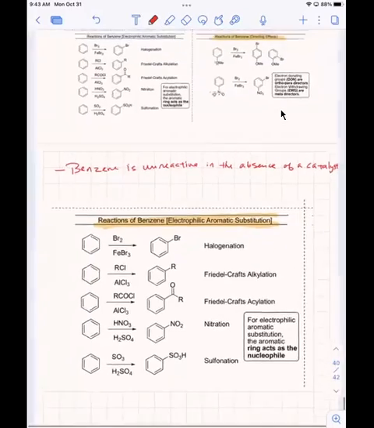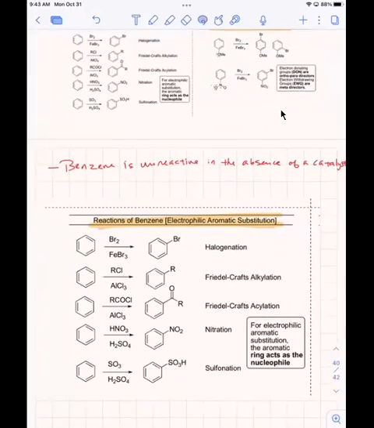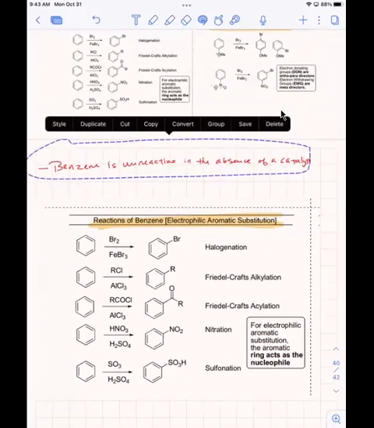Right, that aromaticity is such a stabilizing force that benzene would much rather stay by itself and unreactive than react with something. So you've got to prod it to react. It won't just react spontaneously.